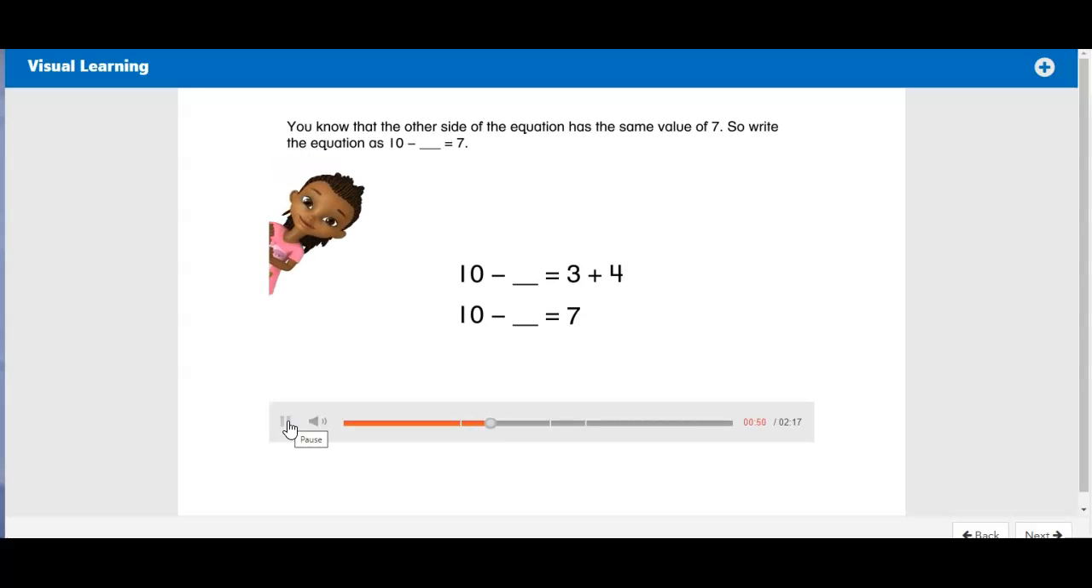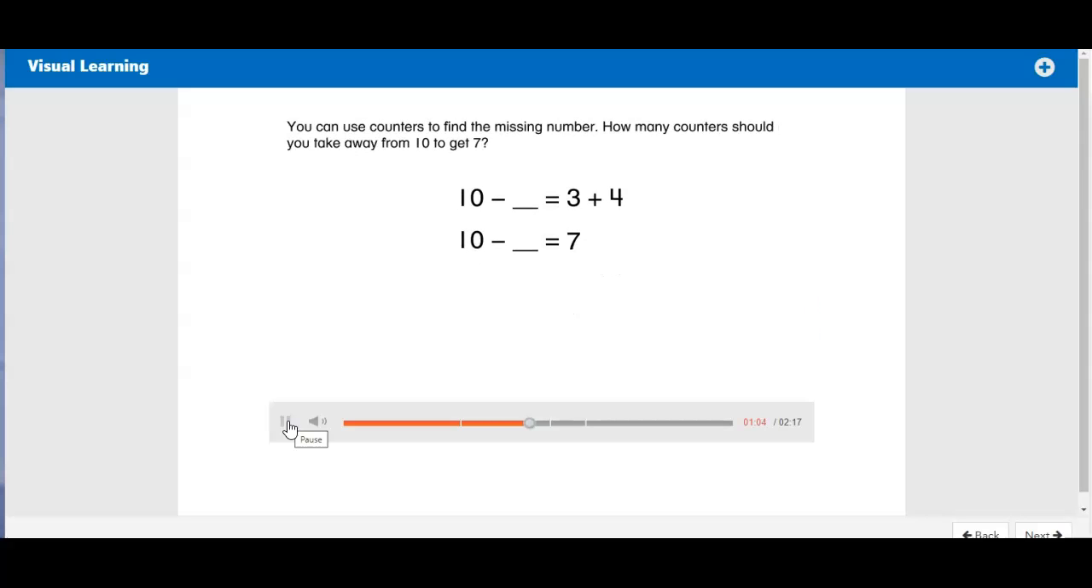So write the equation as 10 minus blank equals 7. The equal sign means has the same value as. So, you need to subtract something from 10 to get 7. You can use counters to find the missing number. How many counters should you take away from 10 to get 7?